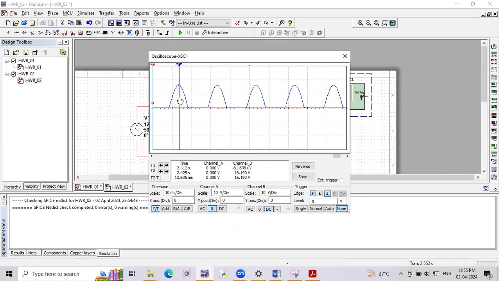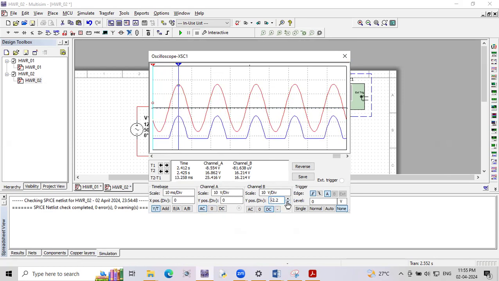Otherwise, you need to check automatically. Place it here and you will get the exact value, 16.2. That is the value of the output voltage, 16.2. Yes, I'm going to turn on the input also. You can observe both input and output. This is how you need to check the input and output value without a filter.